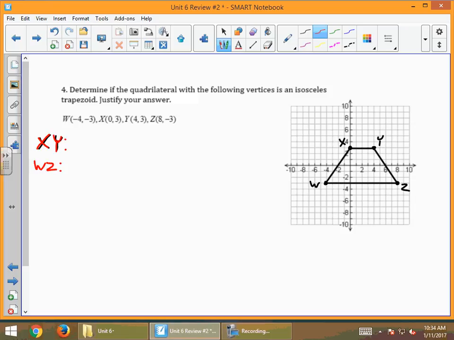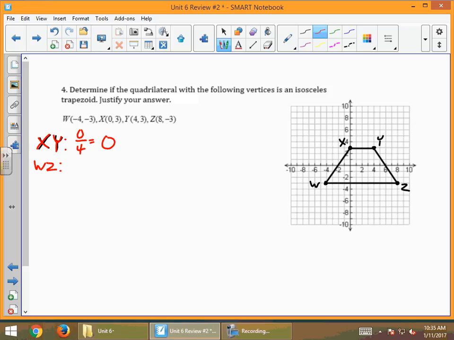What is the slope of XY? How high up do I have to go? 0. How far over do I go? 4. So it's 0 over 4. Anytime I have 0 divided by a number, it becomes 0. There's no slope. It's not going up or down. All right, that doesn't work out.